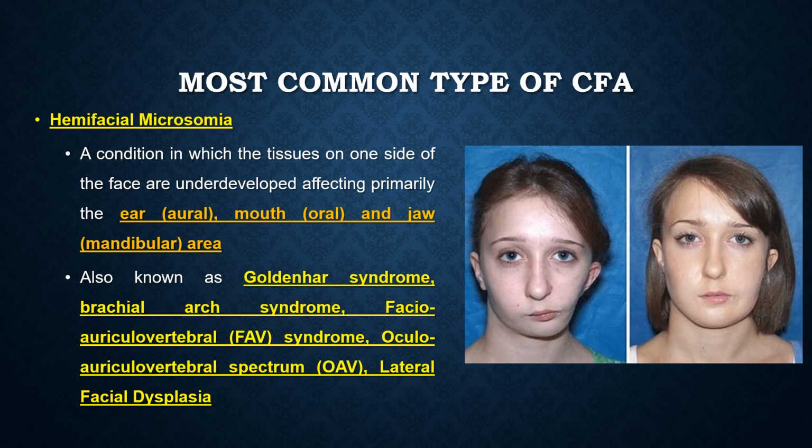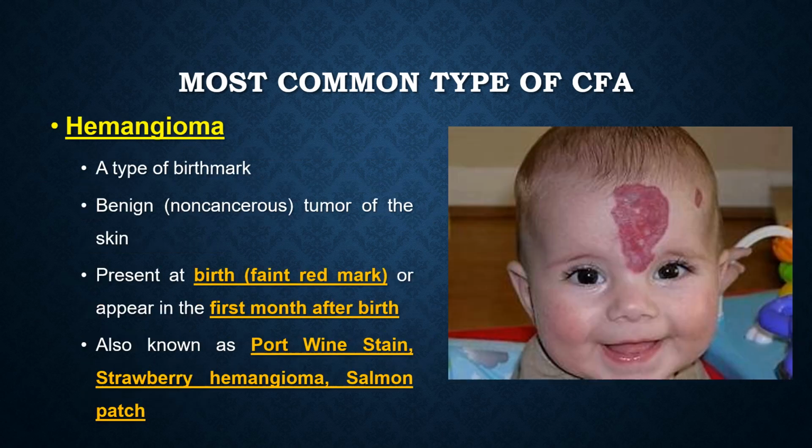Second one is hemifacial microsomia. Hemifacial microsomia is a condition in which the tissue on one side of the face is underdeveloped, affecting primarily the ear, mouth, and jaw, mainly the mandible. So here it means that the ear, mouth, and jaw are underdeveloped. It is also known as Goldenhar syndrome, branchial arch syndrome, facio-auriculo-vertebral FAV syndrome, oculo-auriculo-vertebral spectrum, and lateral facial dysplasia. So these are other names of hemifacial microsomia.